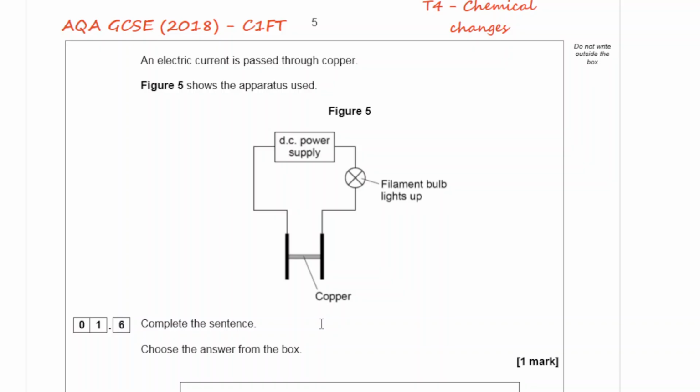An electric current passes through copper. Now, this part is actually linked to chemical changes. Figure 5 shows the apparatus used. So we have copper in the middle, and you've got the two electrodes connected to a filament light bulb and a DC power supply. Actually, it is to do with bonding, not to do with chemical changes.